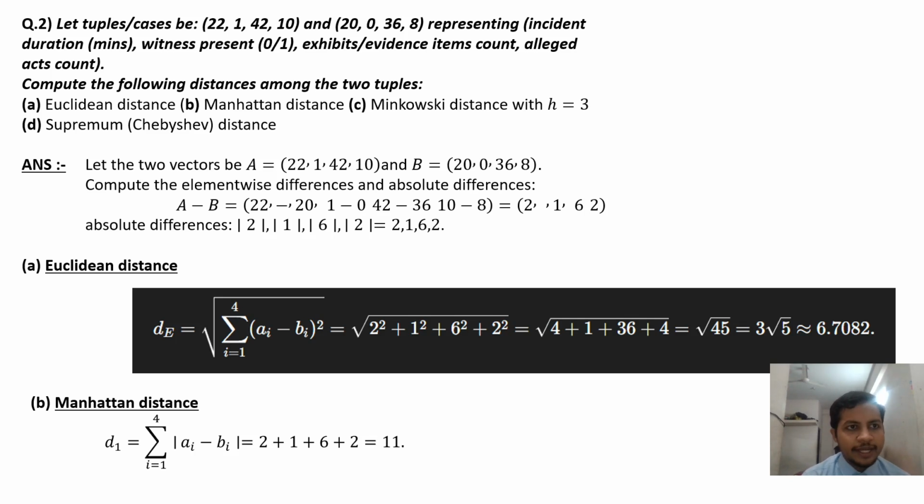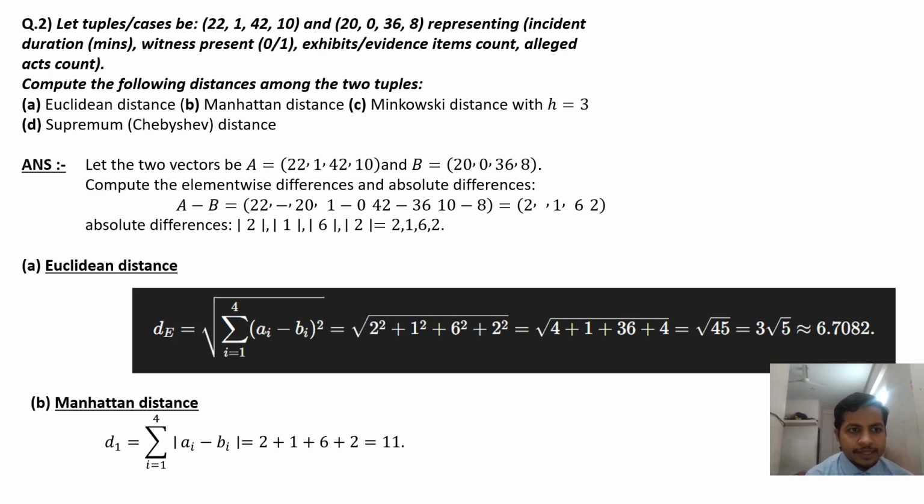Now moving to question number 2. Let the tuples be 22, 1, 42, 10 and 20, 0, 36, 8, representing incident duration, witness present 0 or 1, and the evidence items count. Now compute the following distances between the two tuples.